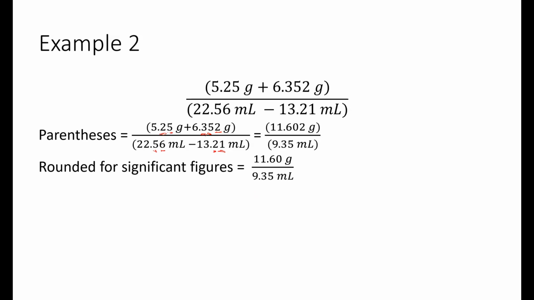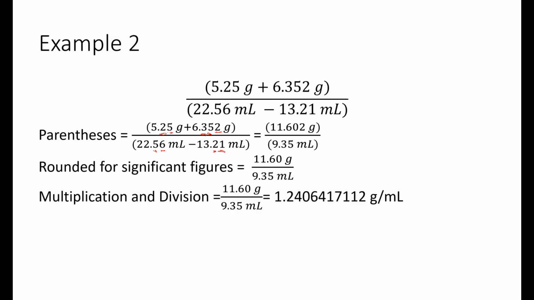Now I do my multiplication or division step. In this case it's division, so 11.60 divided by 9.35. I get this rather long value for my grams per milliliter. And I need to round it based on the multiplication and division rules, which is significant figures again. So this value, 11.60, has 4 significant figures. 9.35 has 3 significant figures. So I need to round my final answer to 3 significant figures.